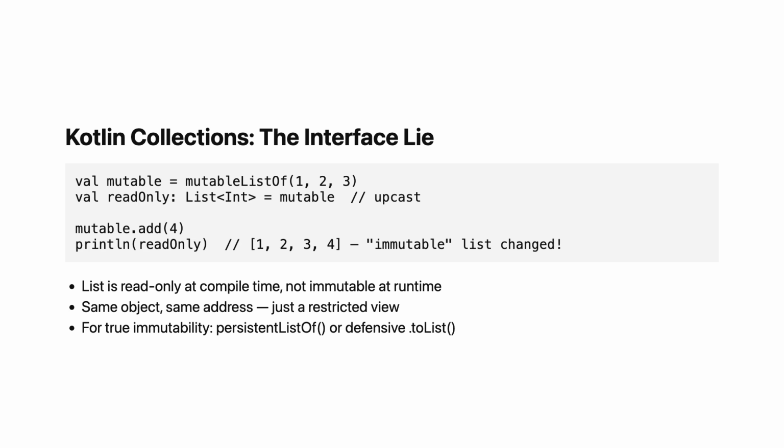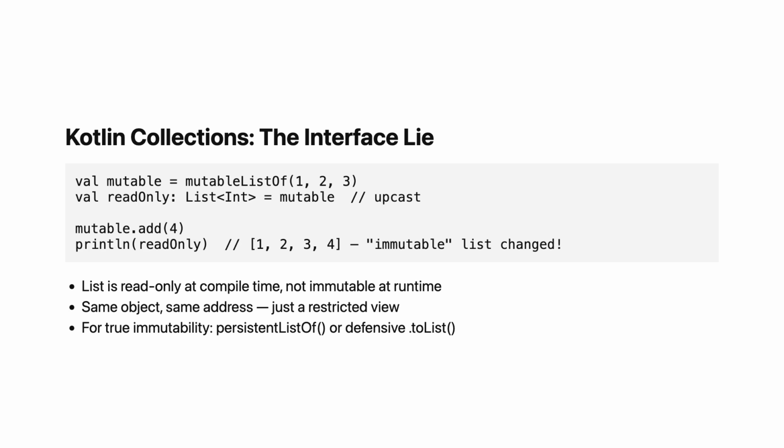If you create a MutableList, pass it to a function that receives a List parameter, and then later modify the original MutableList, the function's immutable list changes too, because it is the same object. The List interface is a compile-time restriction, not a runtime guarantee. If you cast that List back to MutableList, which you can do, you can modify it. It is not a bug in Kotlin. It is a design trade-off for Java interoperability, but you need to know about it.